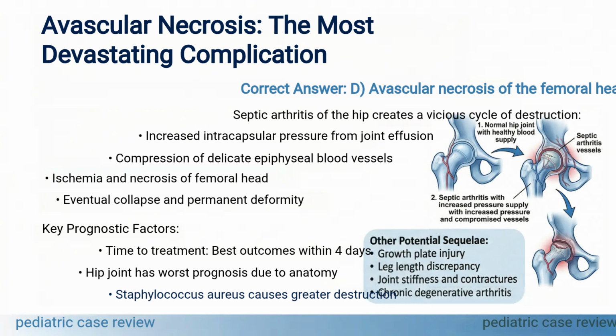Staphylococcus aureus causes greater destruction than other organisms. Avascular necrosis can result in permanent gait abnormality, limb length discrepancy, and the need for hip replacement in adulthood. This case underscores why septic arthritis of the hip must never be attributed to a viral illness without thorough investigation.